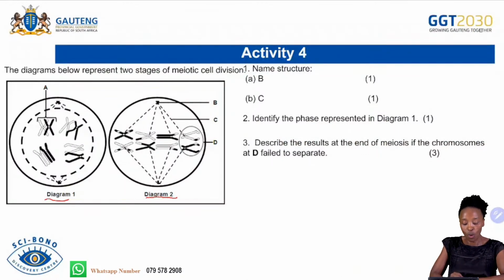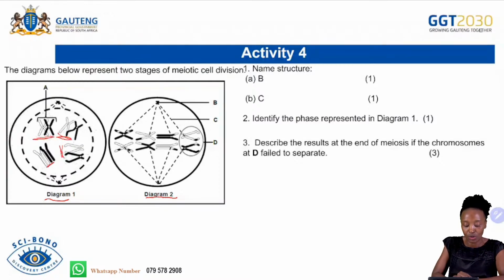With diagram 1, we can see that there's a nucleus that is disintegrating. We have homologous chromosomes that are pairing up. We can safely say they are forming bivalents because they are lying next to each other. And then we can see what is happening there at A. Crossing over is taking place. Genetic material is being exchanged.